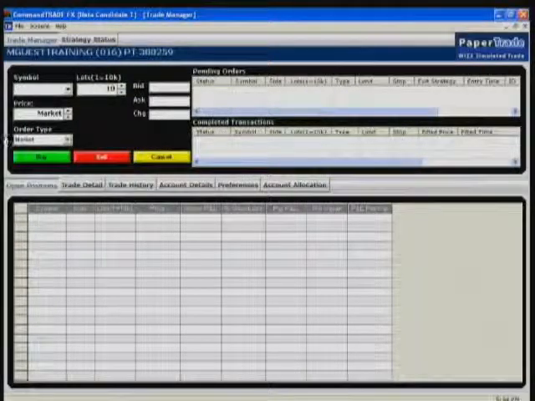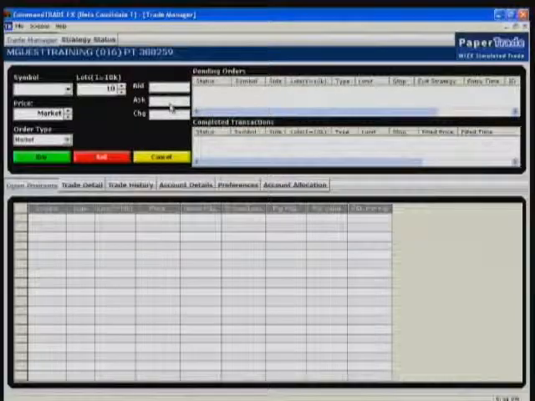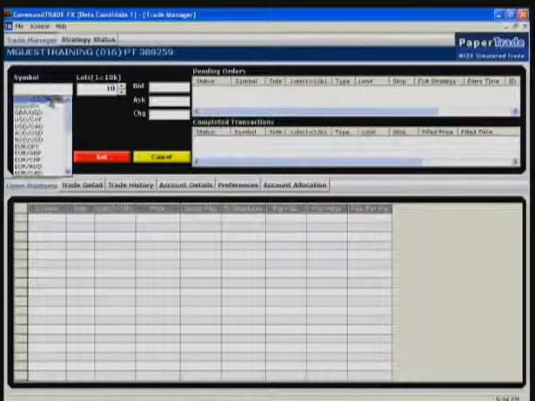First and foremost, this area that I'm circling with my mouse, this is for manual order entry, okay? You can manually trade within the CommandTRADE FX program, but understand there are certain risks associated with manual trading and automated trading, and that's something that you need to be aware of. All right, back into the software. Manual trading, buy, sell, so on and so forth. One other thing that's really important, I'm going to go ahead and select a currency pair here.